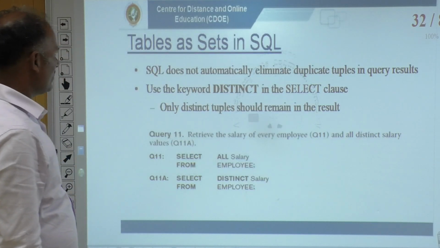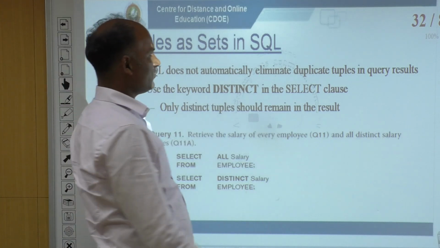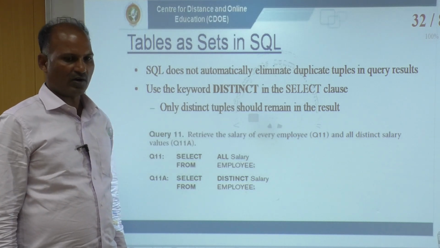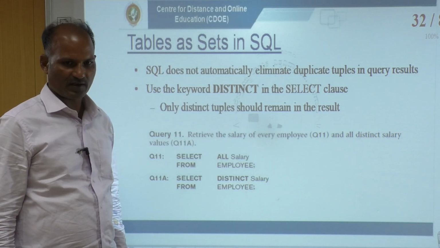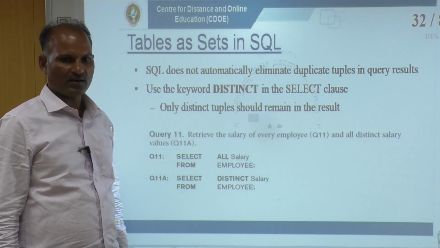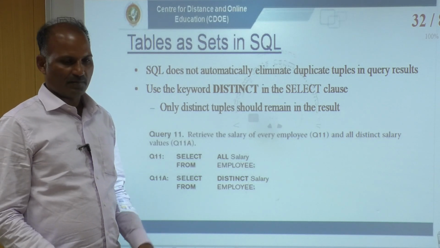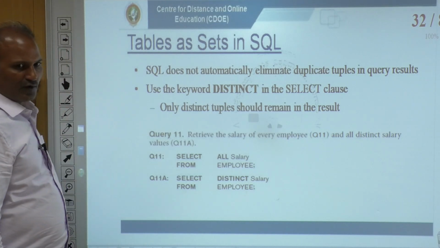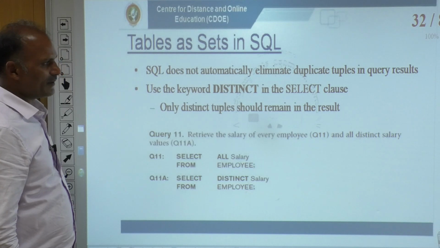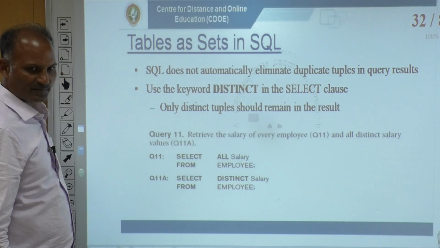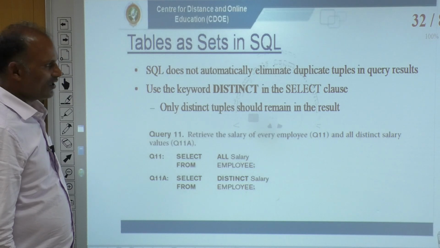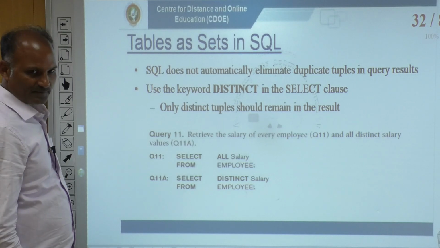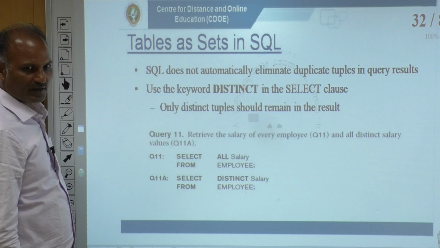Next is tables as a set. Already we know from discrete mathematics what we mean by a set. A set is a collection of elements. So, when you are trying to display data from multiple tables, it is written as a set. Now, when it is written as a set, the resultant table may contain duplicate data.